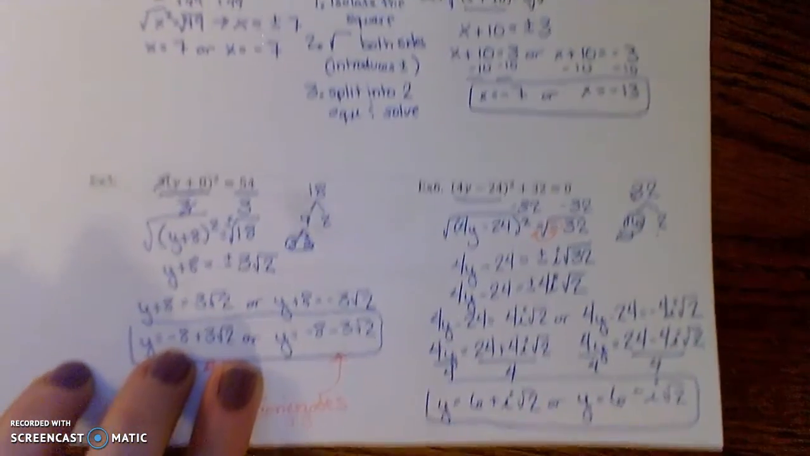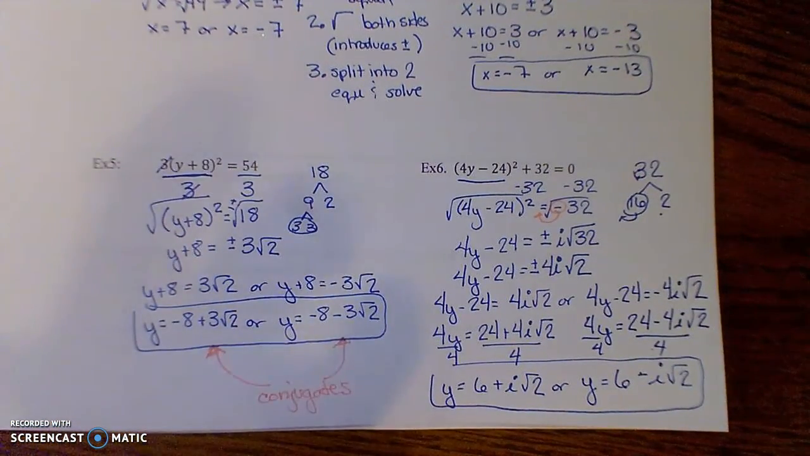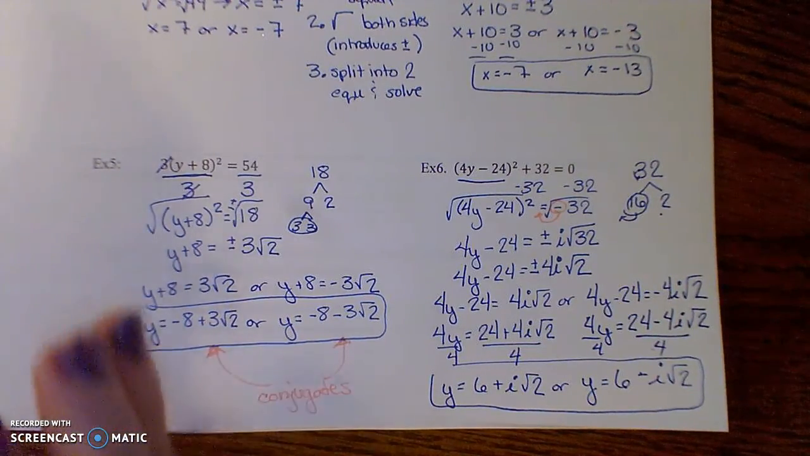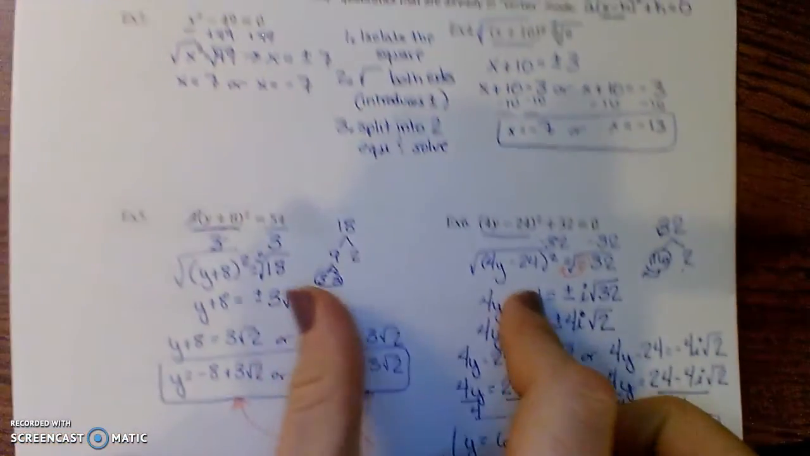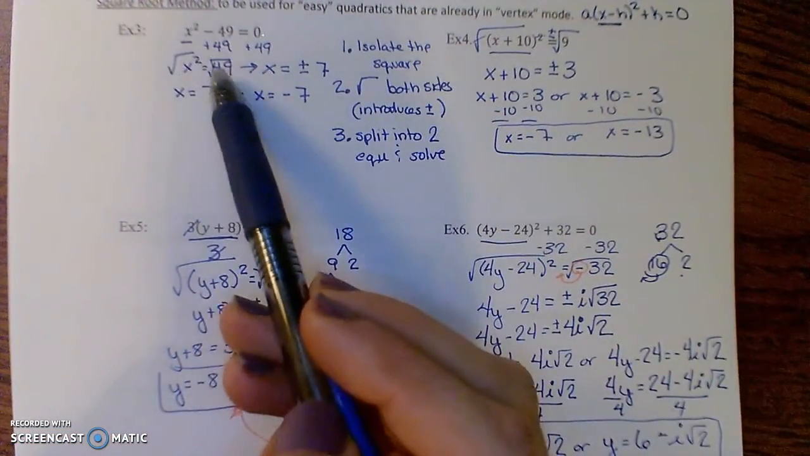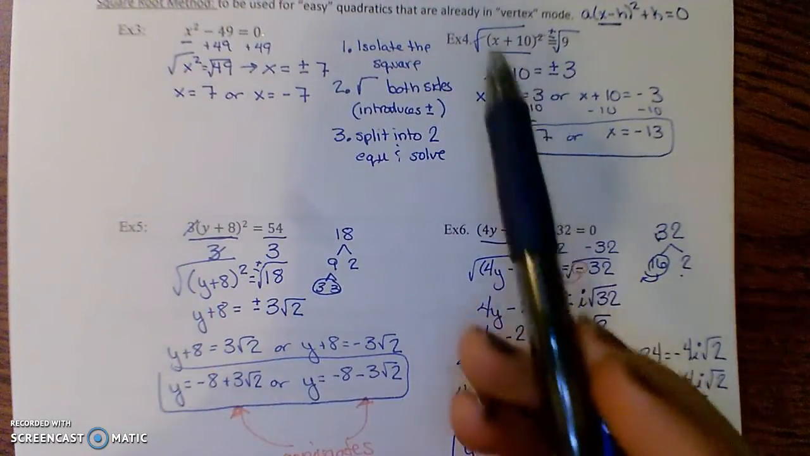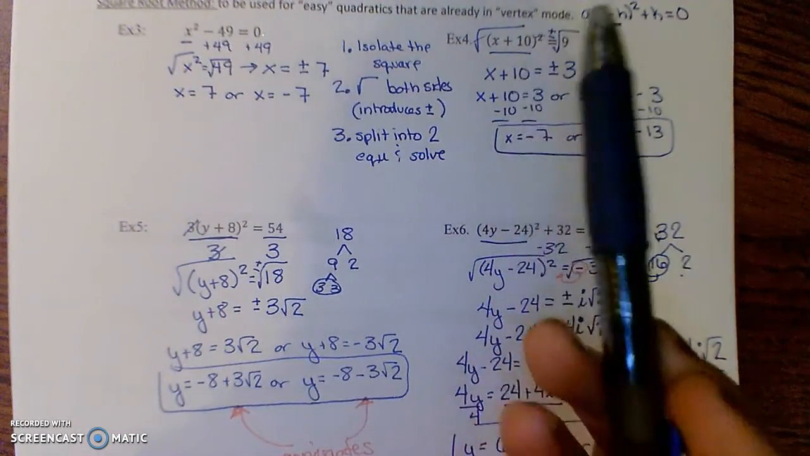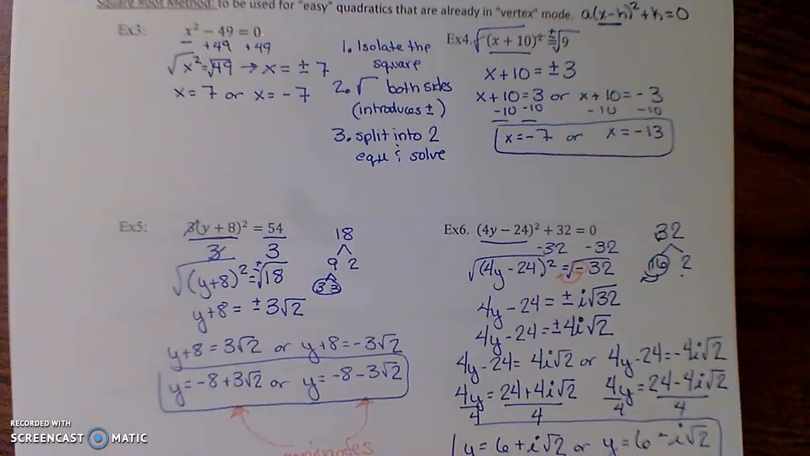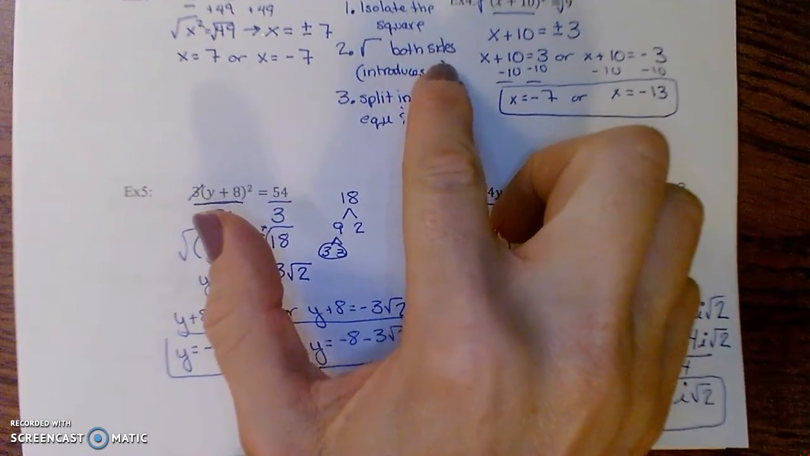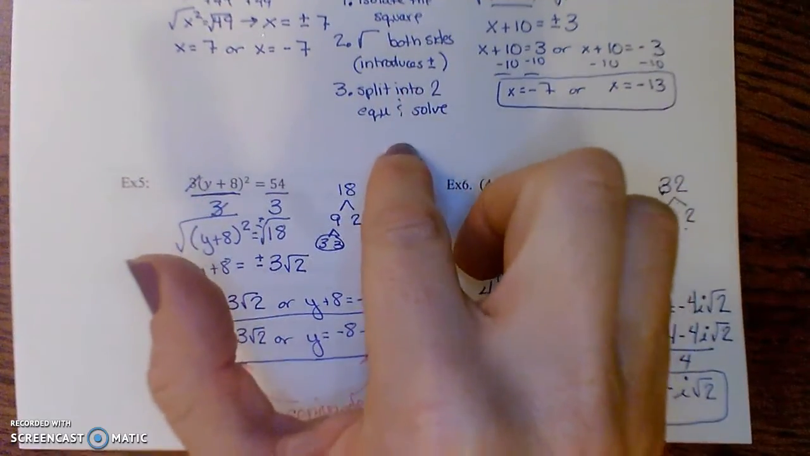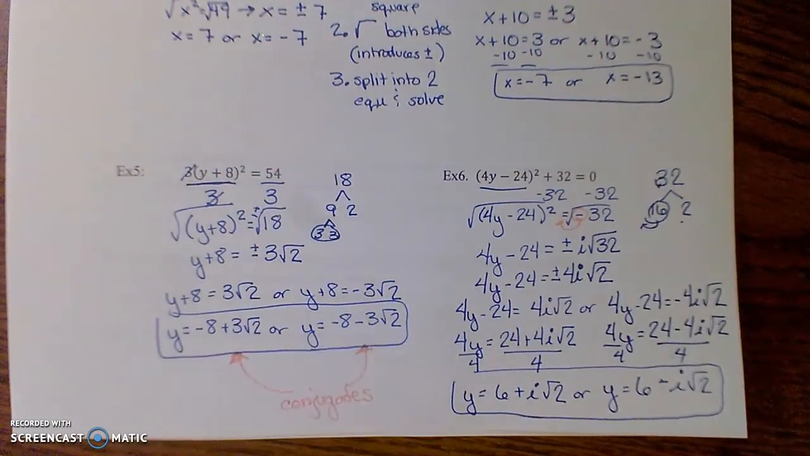So again, method for solving quadratics using the square root method. You really only want to use the square root method if it's already in that vertex form, where you have either just one variable squared or a quantity with a variable in it squared and no other instances of the variable. If you do that, get the square by itself, take the square root of both sides, which introduces the plus minus symbol, split it into two separate equations, and go ahead and solve those, and that will give you your potentially two solutions.